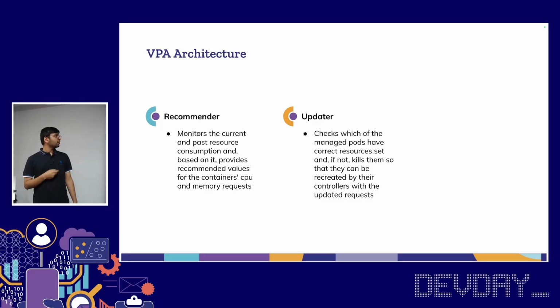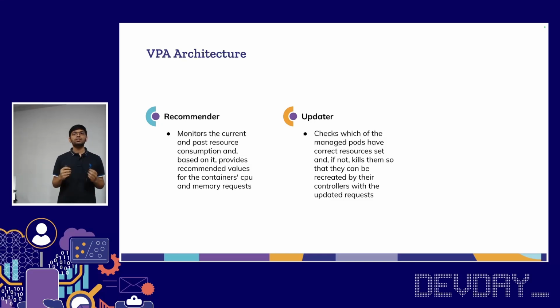The next component is the updater. Suppose the recommender's job is just to come up with the recommendation. Someone has to look at it, right? Someone has to take action on it. So that's the updater's job. Based on the update policy that you have set, it can kill the pod so that a new pod gets scheduled with the right resources, right?